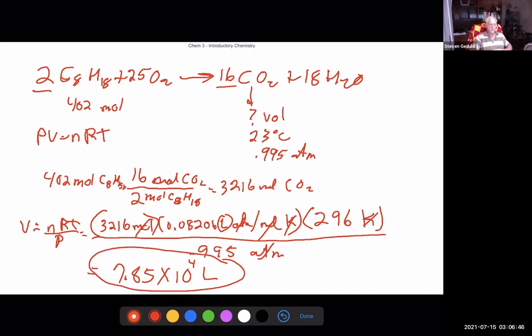So you can use our gas laws. We can use the molarity for solutions. We can use the stoichiometry from regular chemistry that we learned from grams. We can use all of that in combination with each other in all kinds of different combinations to get the calculations we need. Does that make sense? Yes, thank you for all the help. Oh, no problem. No problem at all.